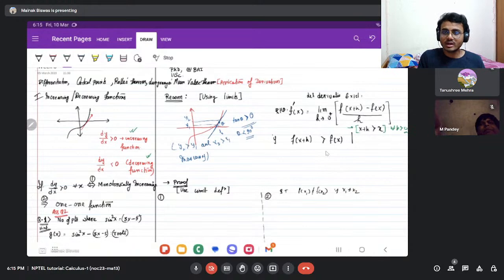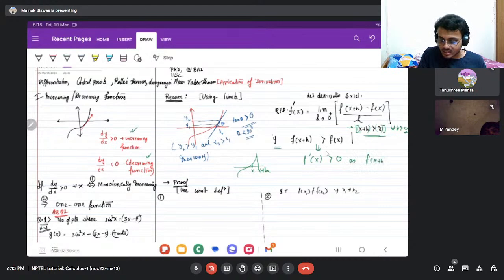So your x plus h is greater than your previous point x. So for example, if you have a curve like this, this is your x and this is your x plus h, right? So if f of x plus h is greater than f of x, you will have f dash x greater than 0, as f of x plus h minus f of x is greater than 0. Agreed?